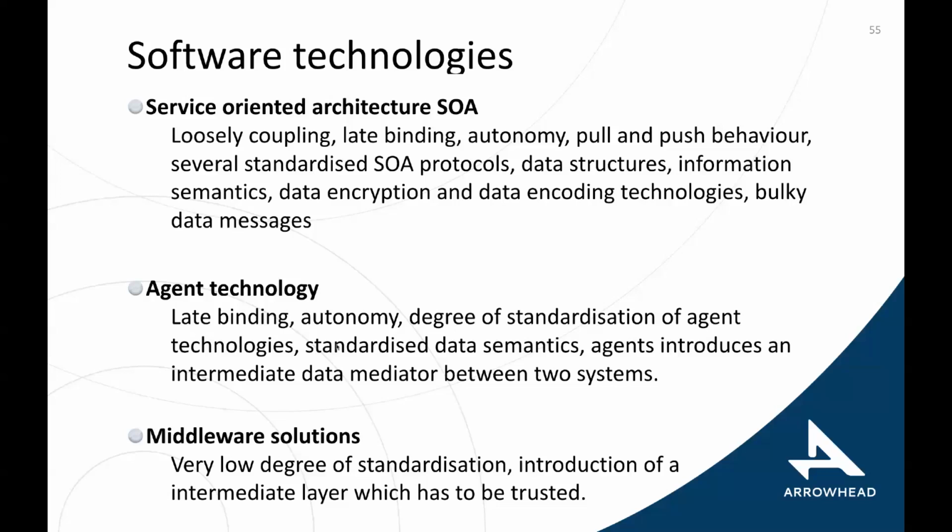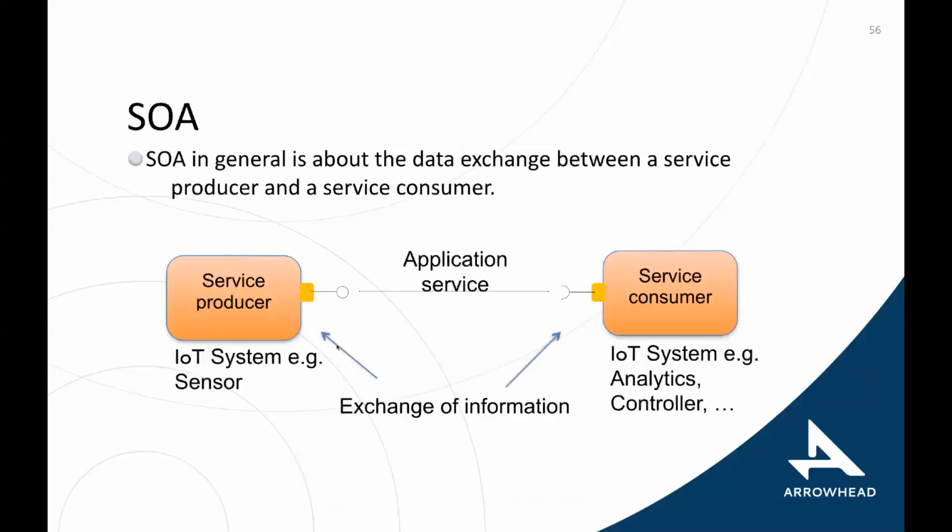So the service-oriented architecture is the leading approach to support us in doing this. And just some brief on what is service-oriented architecture. In general, this is about data exchange between one entity that is producing a service and another entity which is consuming a service. And this is normally a small software system that resides on any hardware. It could be a sensor, could be on a general computer, or could even be on an Amazon cloud.